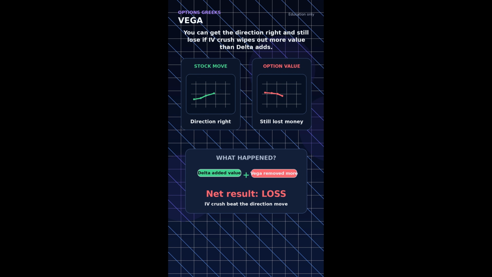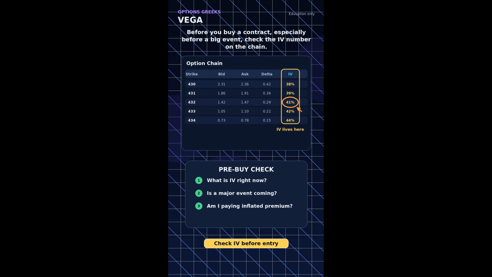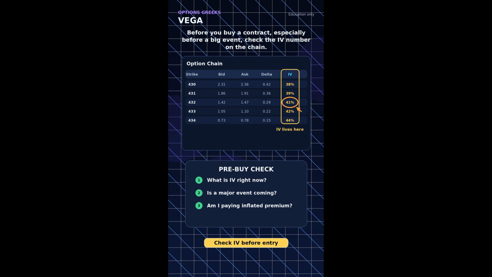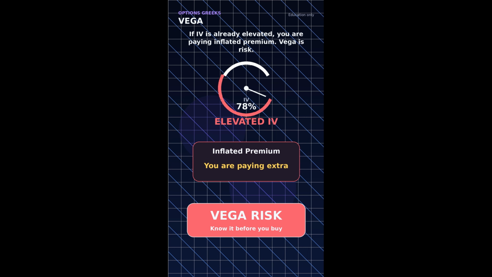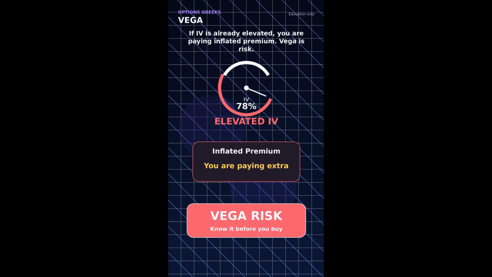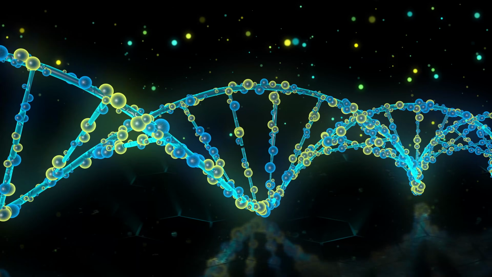I've seen traders nail the direction perfectly on the earnings play. The stock moves exactly where they said it would, and they still lose money because the IV crush wiped out more premium than the directional move added back. That's Vega. That's why before you buy an options contract, especially headed into an event, you need to check where implied volatility is relative to where it's been historically. If IV is already elevated and you're buying premium, you're paying top dollar and you could be walking into a Vega trap.